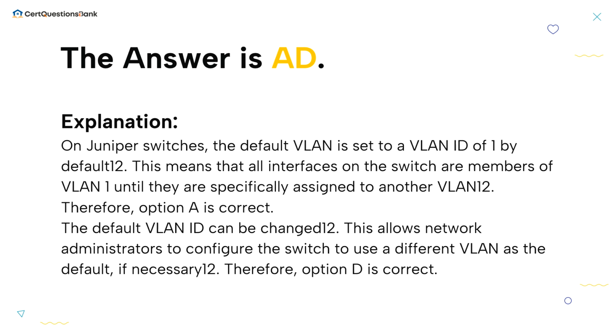On Juniper switches, the default VLAN is set to a VLAN ID of 1 by default. This means that all interfaces on the switch are members of VLAN 1 until they are specifically assigned to another VLAN. Therefore, option A is correct. The default VLAN ID can be changed. This allows network administrators to configure the switch to use a different VLAN as the default, if necessary. Therefore, option D is correct.